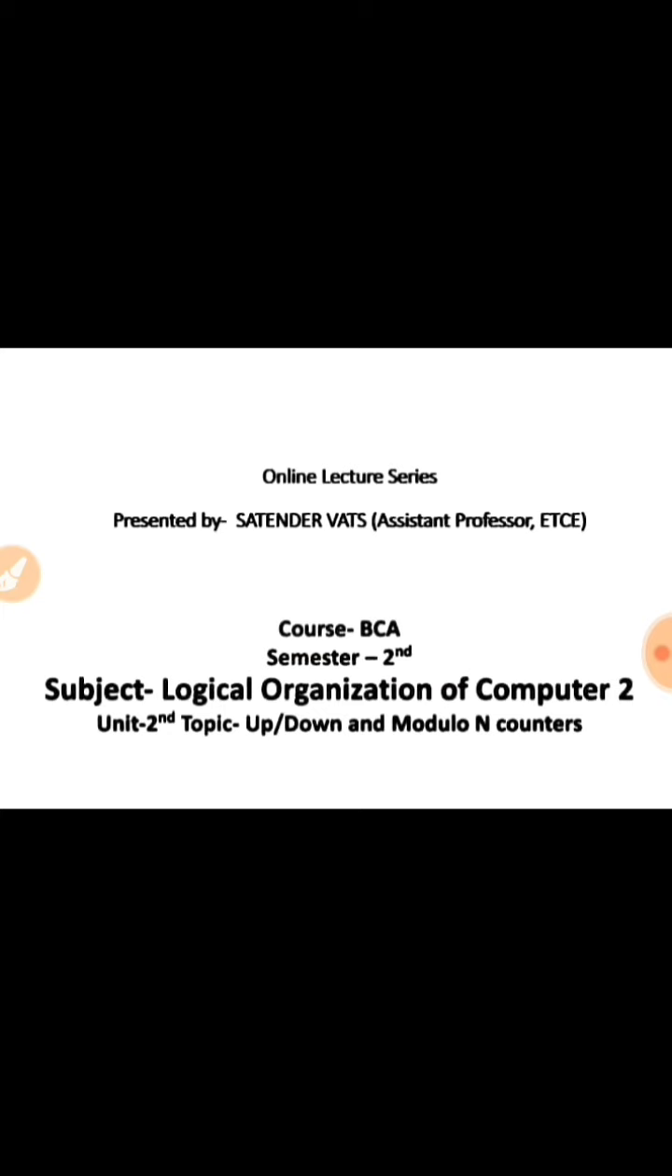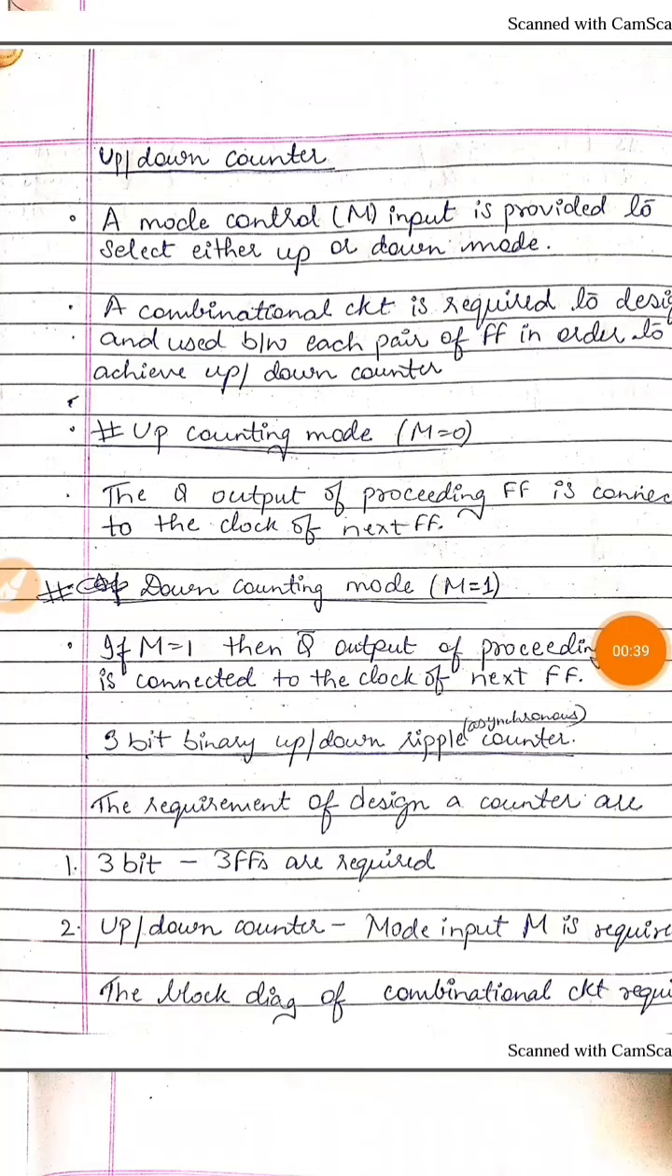Our today's topic is up-down counters and module N counters. We have already seen the up and down counters separately in the synchronous and asynchronous counters. So we have already seen the up counters and down counters.